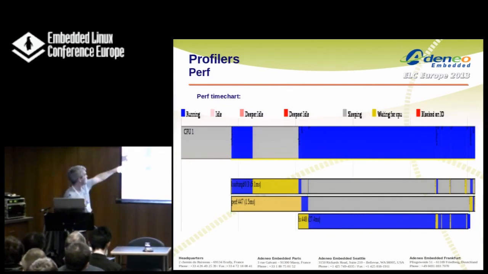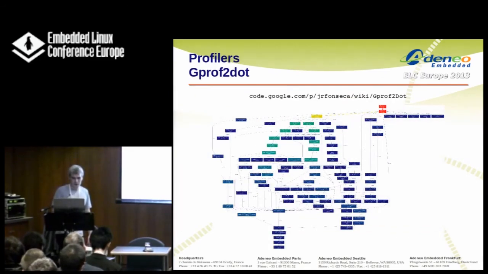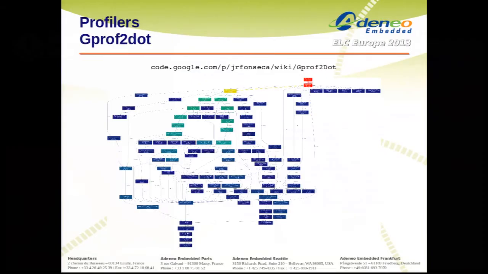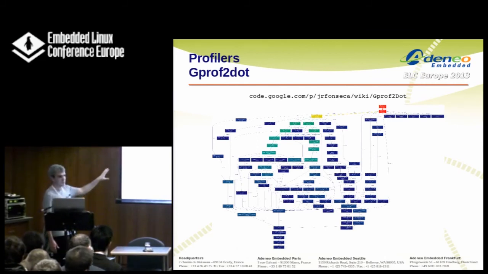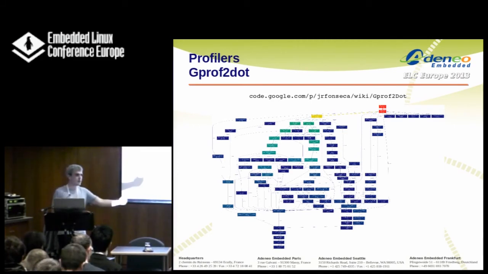So here it is, your CPU1 is running, there is deep sleeping, things like that. So this is the scheduler image of what is going on in your system. There are little tools you can use, for example, gprof2dot, that can use perf samples or samples from gprof, or a lot of different samples, and using dot makes a graph of what is going on, a profiling graph of what is going on in your programs from the user land to the kernel.